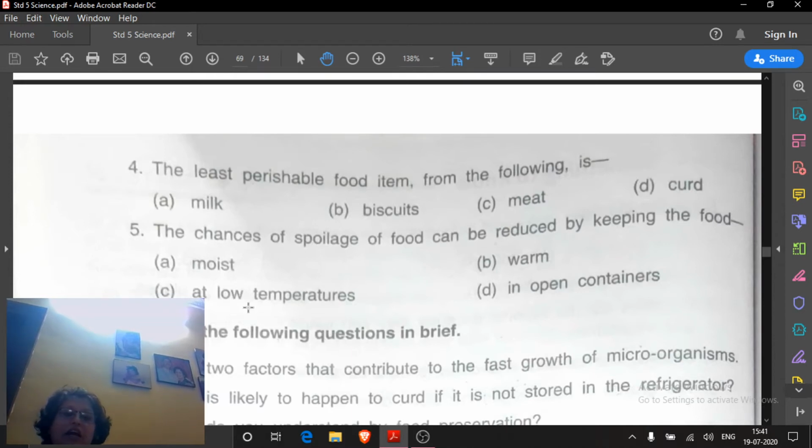So children, I will give you the PDF also, and these ABC parts you will do in your science notebook. Keywords also you will write in your science notebook, and then submit it on our WhatsApp group.